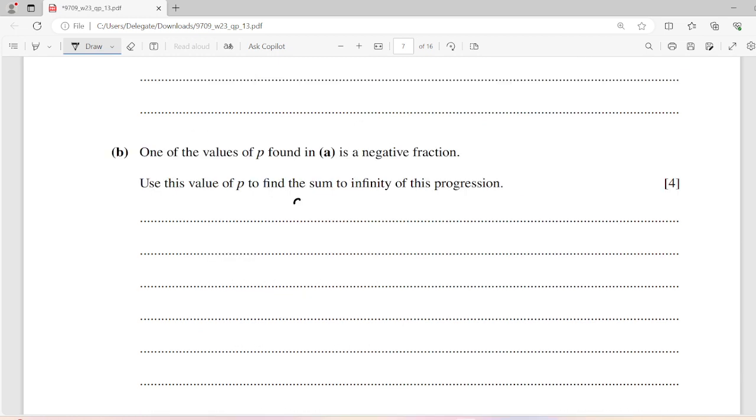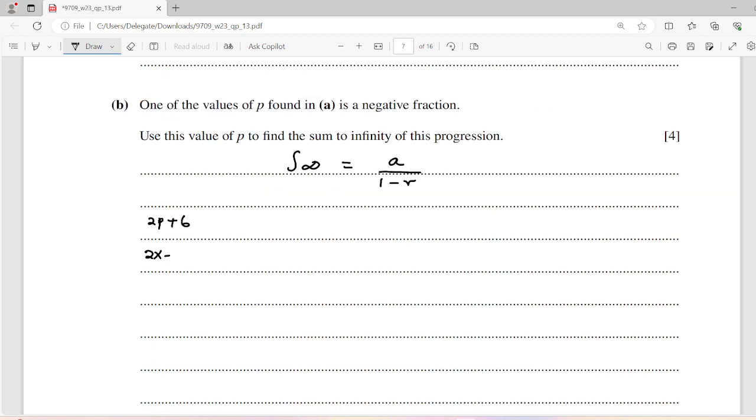How do we get sum to infinity? Simply first term over 1 minus r. So how do we get the first term? The first term was 2p plus 6. We already got our p, which is negative 2 out of 9, because they said we take the negative, then plus 6, and you end up having your answer as 50 out of 9.